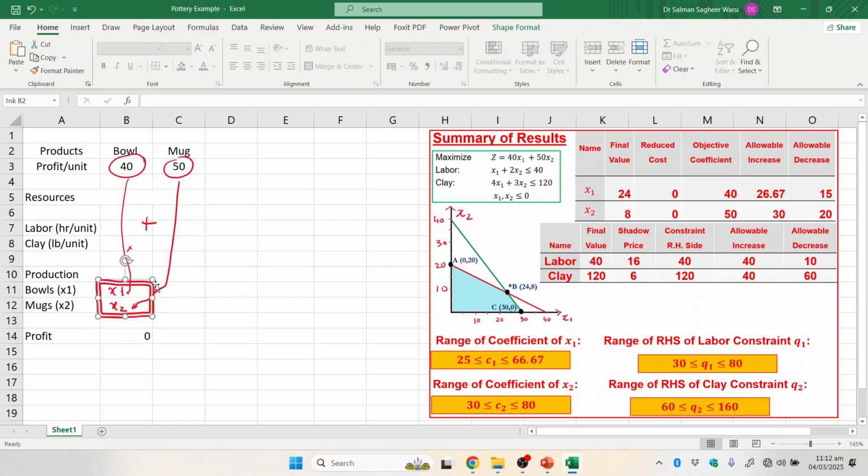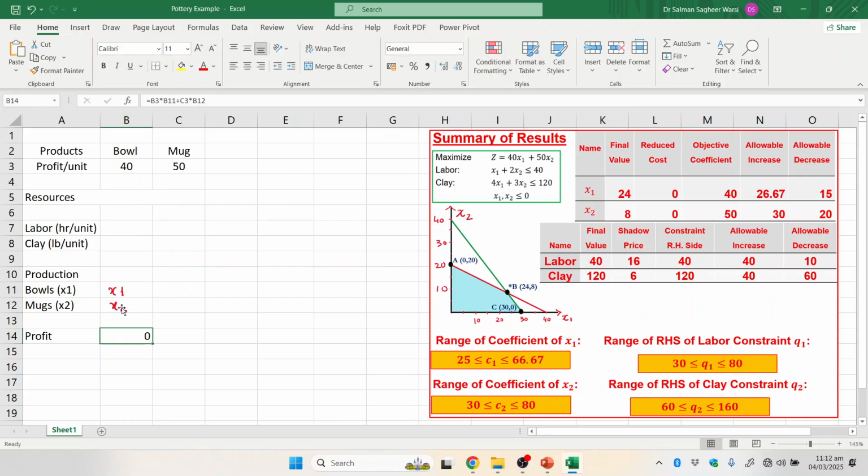Now let me just delete my annotations so that things become less messy. So if I just put here 1 and 1 here, the value will be 90. That is telling us that if we produce one bowl and one mug, so the profit per bowl is 40 and profit per mug is 50, we'll have 90 profits. This is just a way of checking the formulas that you have written.